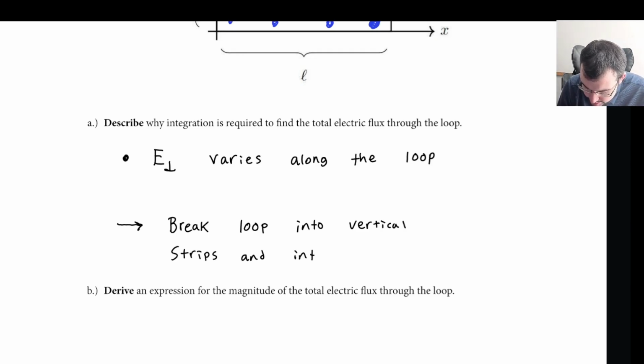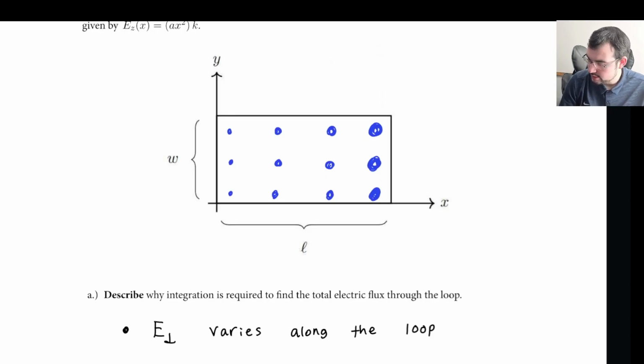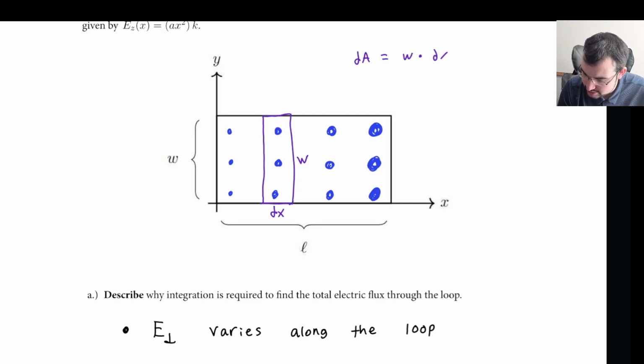And then integrate. So again, what we mean by that is, let's just pick maybe this strip, for example, because the electric field is constant vertically. So we're going to break it up this way and sort of build as we go across. And notice that this is going to be a really small width, dx, and this is going to be that height, w, of the loop. So our tiny little area slice is going to be the width of the strip times dx.